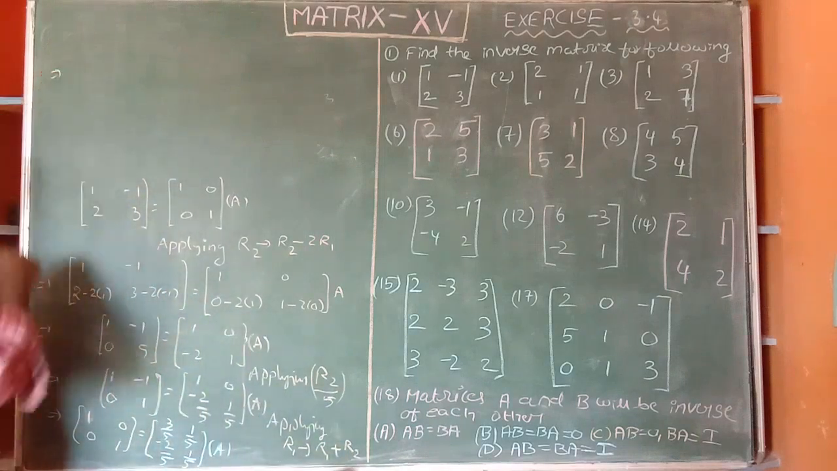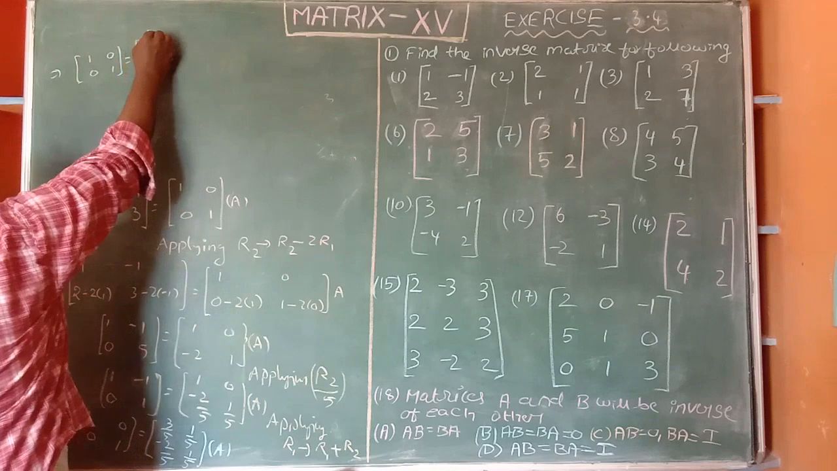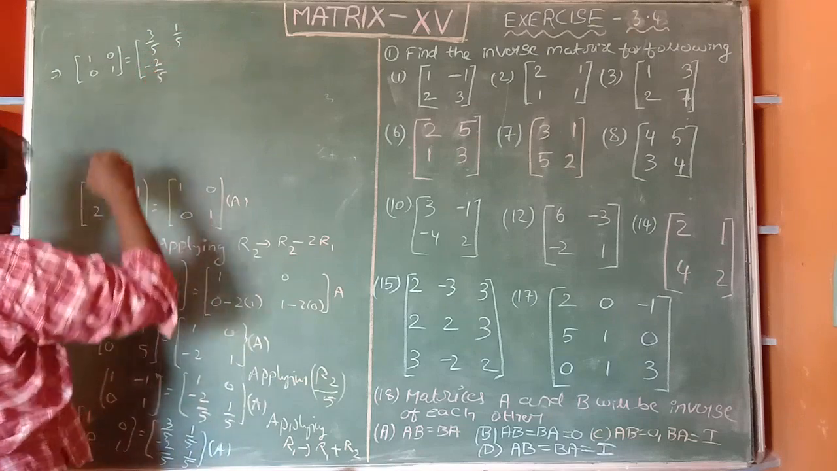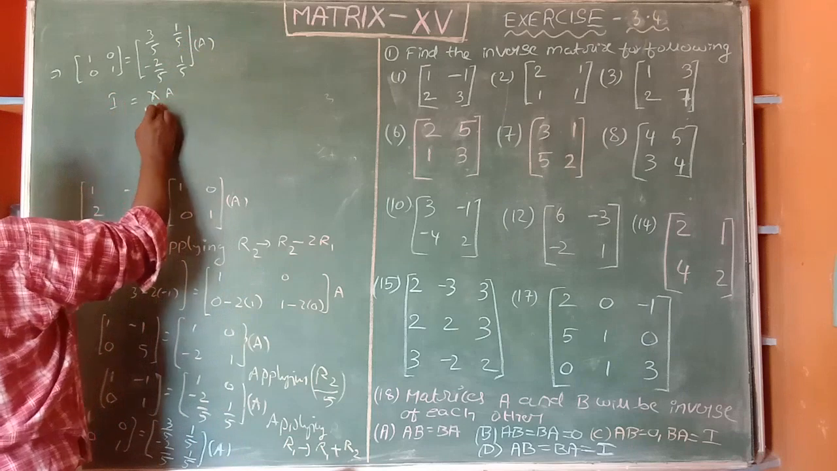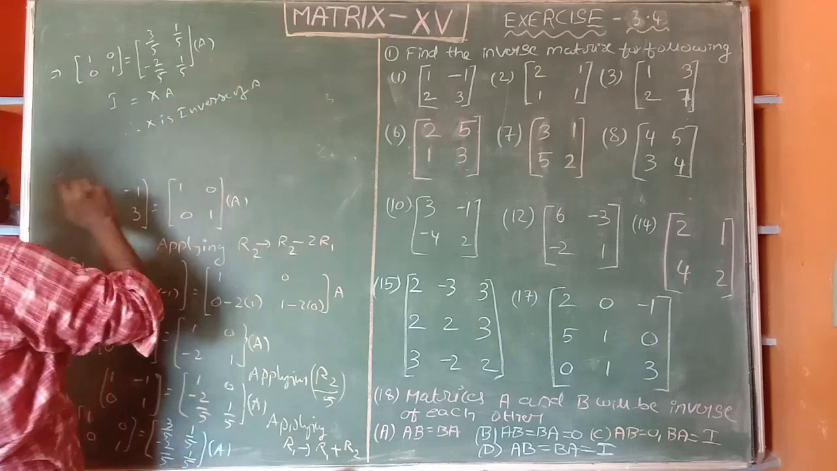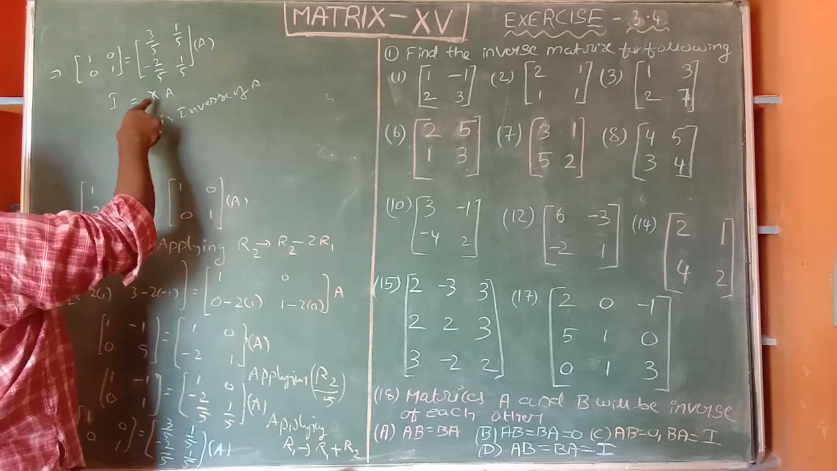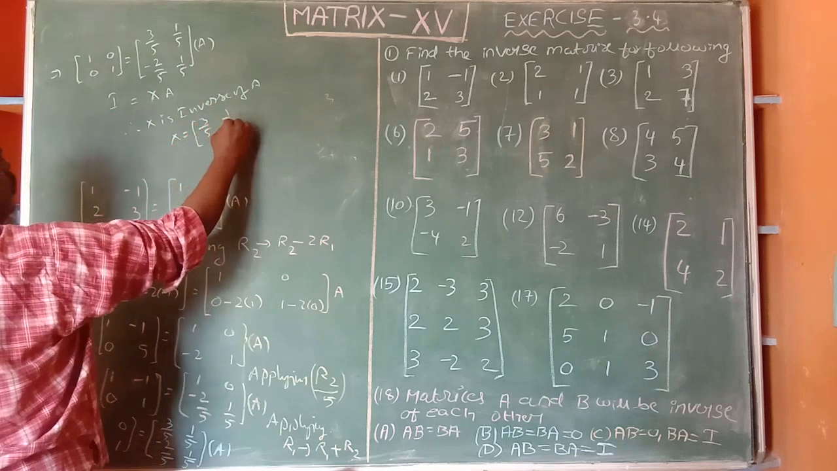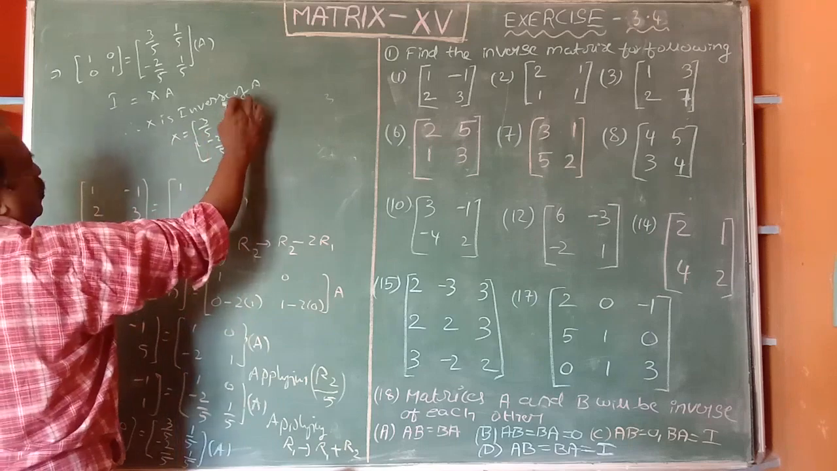The continuation: that implies it is 1, 0, 0, 1 and X. Clearly I will write here 3 by 5, 1 by 5, minus 2 by 5, and also 1 by 5, into A. Now, I is equal to X into A. Therefore X is the inverse. We know that AB is equal to I or BA is equal to I, that means B is the inverse. Here B means X is the inverse. Therefore X, which is 3 by 5, 1 by 5, minus 2 by 5, 1 by 5, is A inverse.